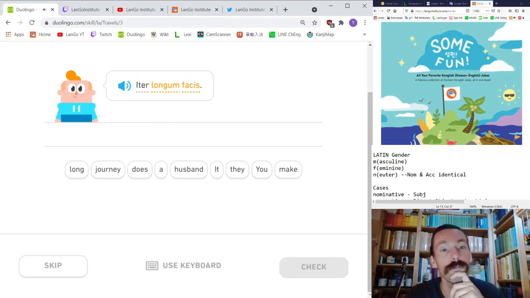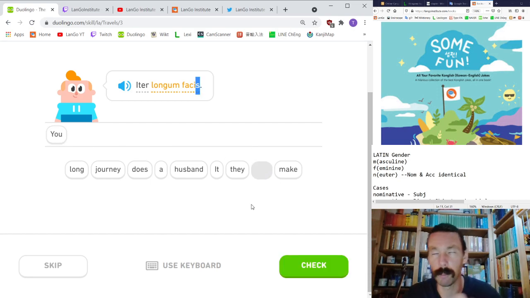Iter longum facis. Facis. Look to the verb. Anything that ends in an s like that is second person, if we're in the present tense. You are making a long road. Here it is in the other order, as there was complete freedom in that regard in Latin. Whether you put the noun first or the adjective, you make a long journey.